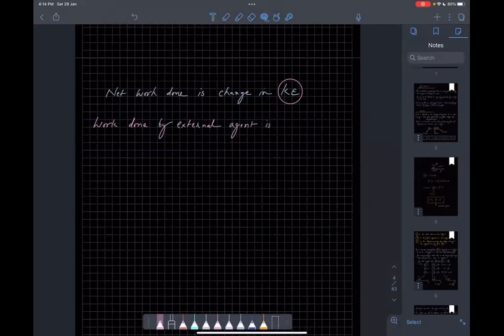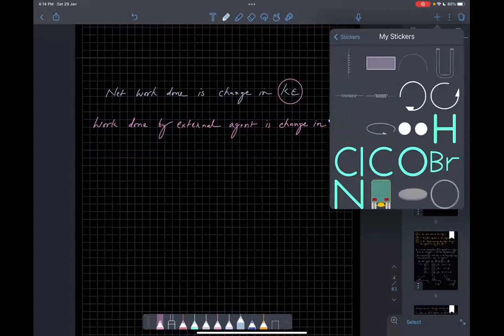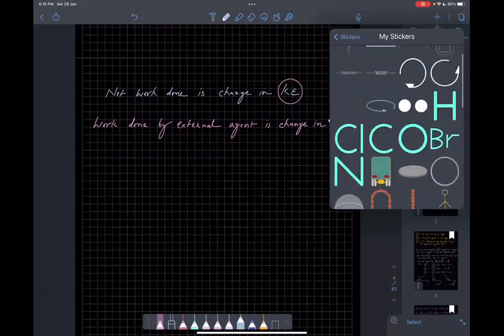Work done by the external agent is change in potential energy. Clear? I'll explain what this is. Listen carefully. Now, let me show you.